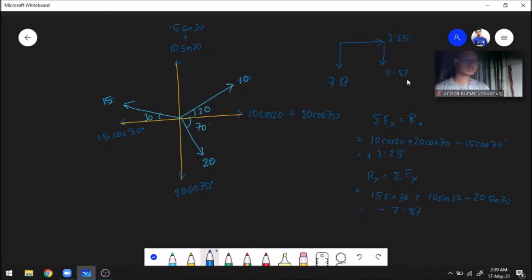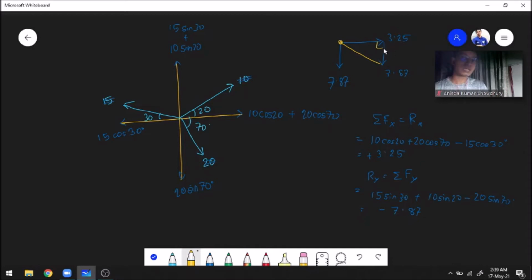7.87. Just transfer it here so that it becomes head to tail. After that, you have to join the tail of the first vector to the head of the last vector, just like we did in the previous example. So you have a triangle here. So the length of this triangle will now give you the magnitude of the resultant force.